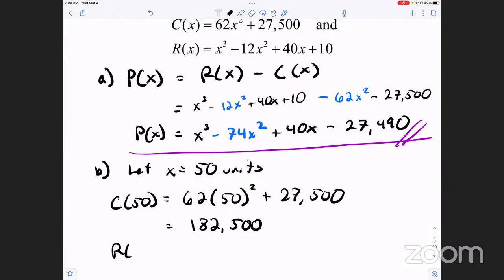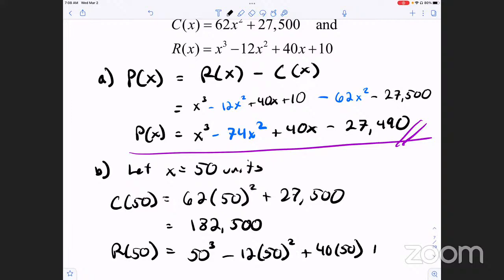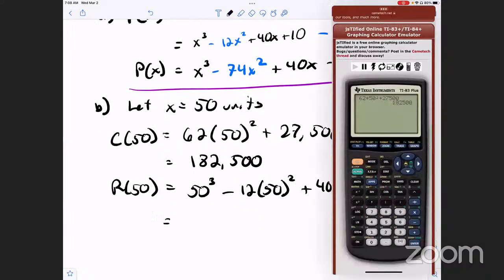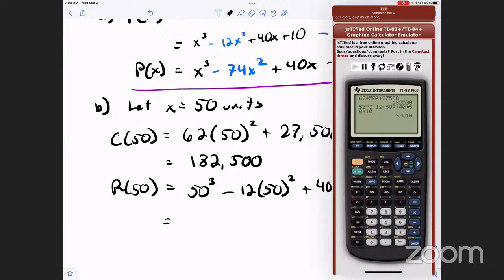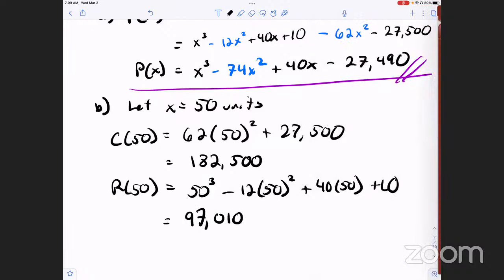So the total revenue of producing and selling 50 units: x cubed minus 12 times 50 squared plus 40 times 50 plus 10. 50 to the power of 3, 12 times 50 squared, plus 40 times 50. Weird. We have to go back and make sure we're doing this right. Okay, let's just keep going with it. We get 9,710. All right, way less than the cost. So that's no good.